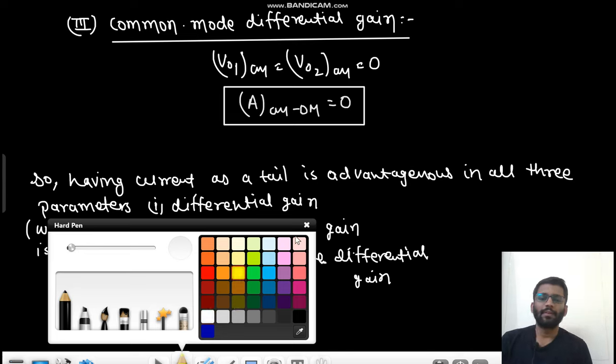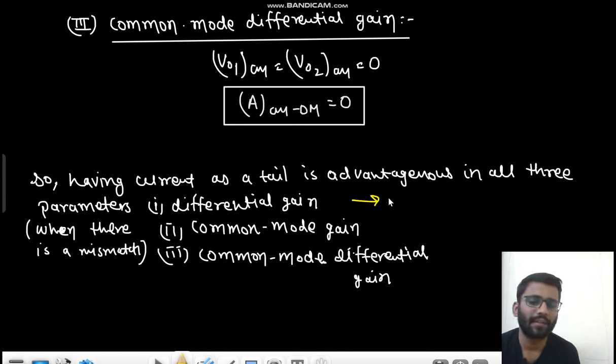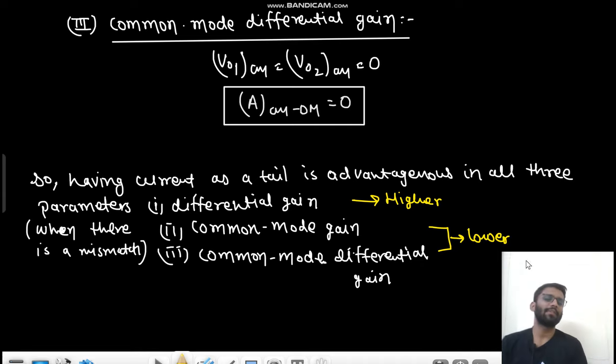Okay, this we got high and this we got low. So this we got as high as possible, and this we got as low as possible. This is the ideal situation. We need common mode gain and common mode differential gain to be as low as possible, and we need differential gain to be as high as possible, and that is what we are getting when there is a current source as a tail. So this is the advantage.